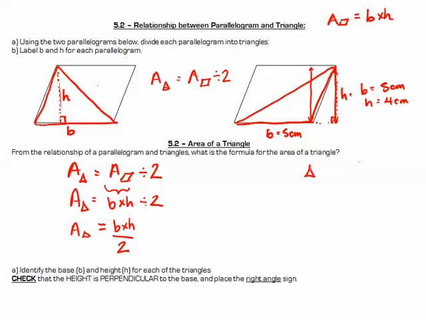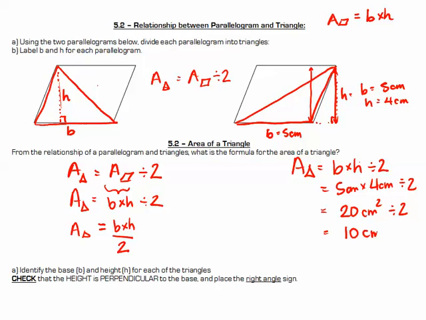So the area of this triangle is equal to base times height divided by 2. Base is 5 centimeters times 4 centimeters divided by 2. I follow my rules of BEDMAS, so 5 times 4 is 20. Centimeters times centimeters is centimeters squared. That's the full parallelogram, would have been 20 centimeters squared, but then half of a parallelogram is a triangle, and that gives me the area of this triangle is 10 centimeters squared.